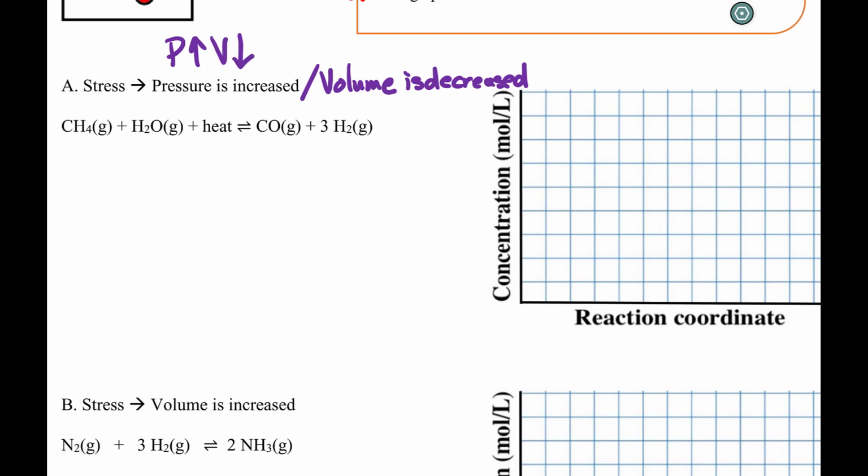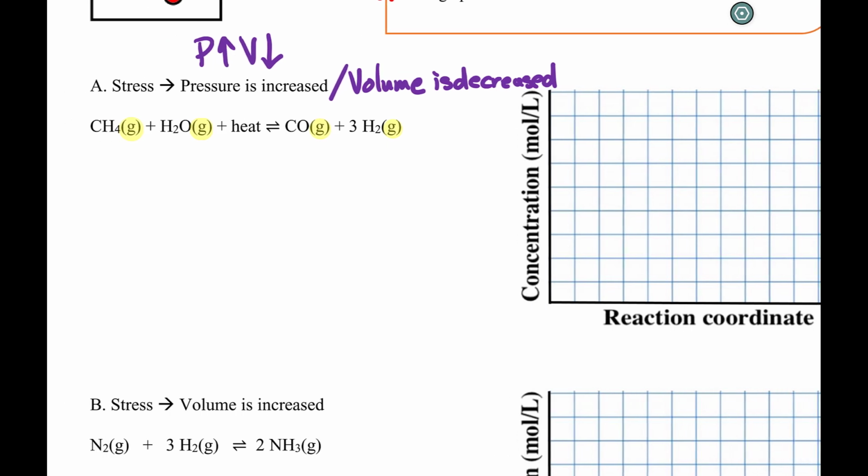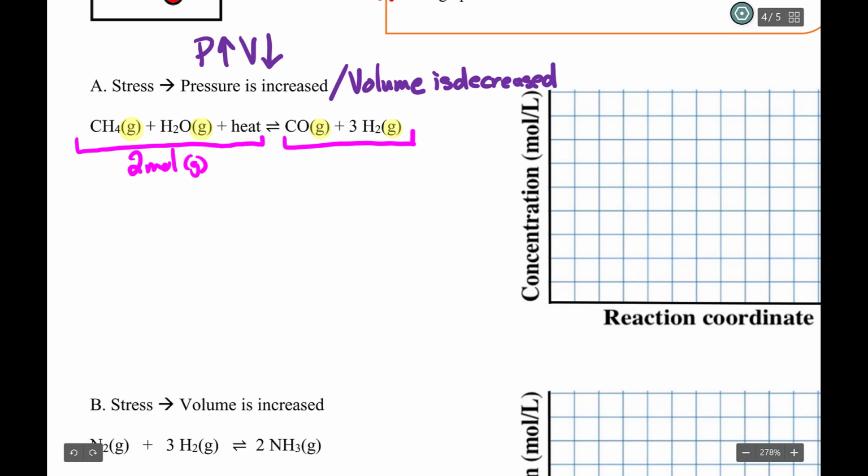Okay. The next thing I do is I highlight all the states. I make sure they're all gases and it's a homogeneous mixture. If there is a solid in there or a liquid in there, I cross it out. Their moles do not count towards the overall moles on either side of the reaction. Then I count up the number of moles on either side. So over here, I have 1 mole of CH4, 1 mole of H2O, so there's 2 moles of gas. On this side, there's 1 mole of CO and 3 moles of H2, so there's 4 moles of gas.